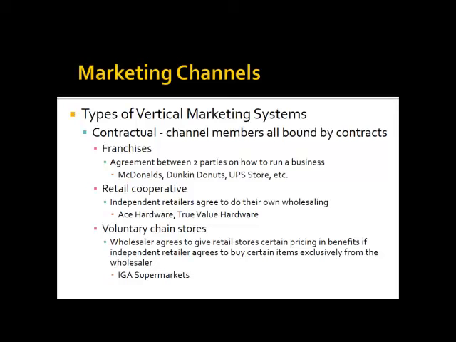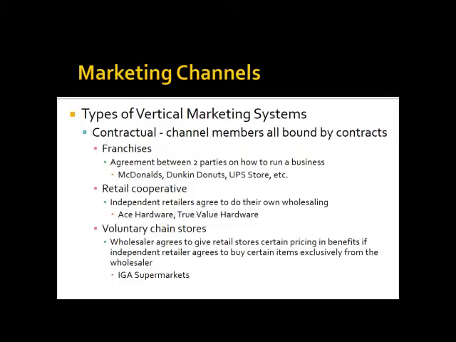The second type is the retail cooperative. A retail cooperative is where independent retailers combine together to buy in bulk and do their own wholesaling. Ace Hardware and True Value Hardware do this. All the small hardware stores get together, buy a group of common products, and with all their great numbers, they're able to buy products at close to the same prices that big box stores like Home Depot and Lowe's can purchase at.